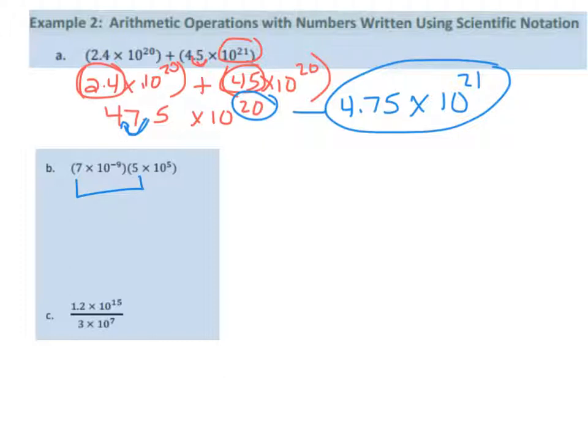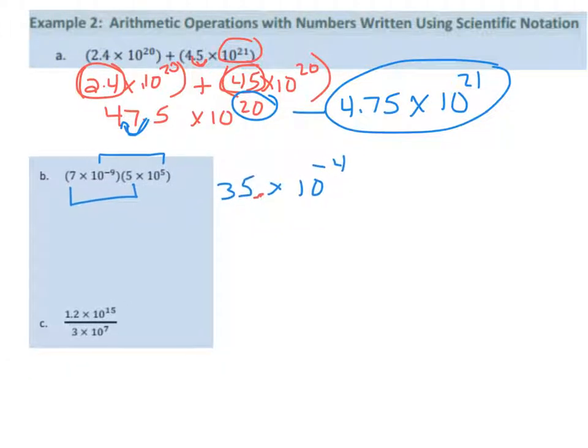What's 7 times 5? 35. And then what's 10 to the negative 9th times 10 to the 5th? Well, if you remember, the rule was add the exponent. So I get 10 to the negative 4th. Now, where's my decimal right now? Right here. Is that scientific notation? No. So we have to move the decimal 1 spot here. Sorry, moving the whole thing to the left.